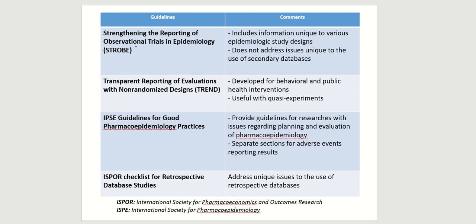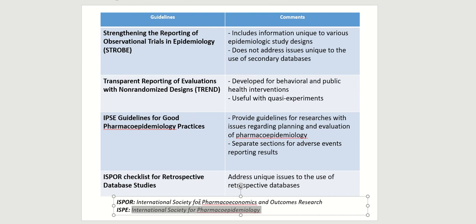So we have something called STROBE, which is unique to various epidemiological study designs. So STROBE is one of them that you will hear about when you start reading articles and you want to evaluate them. TREND is good for non-randomized designs, for example experimental designs. ISPE has guidelines for good pharmacoepidemiology practice, the International Society for Pharmacoepidemiology, that's it.